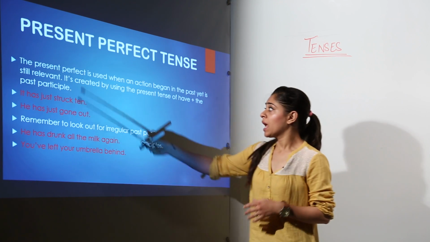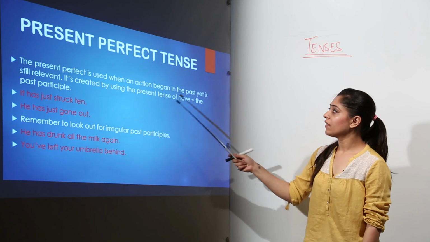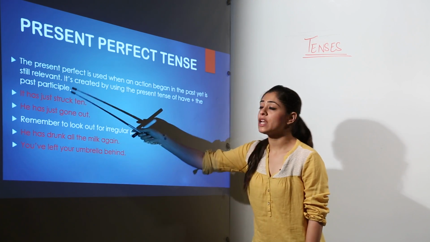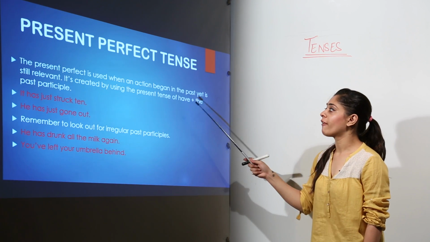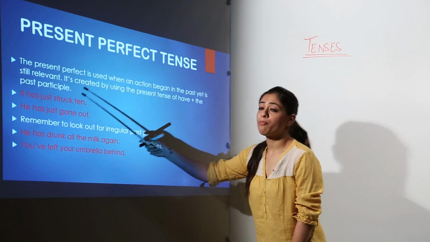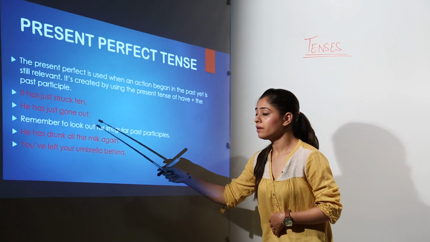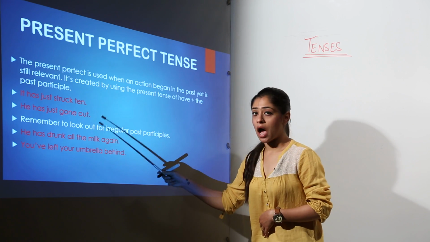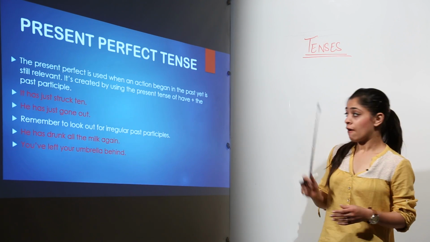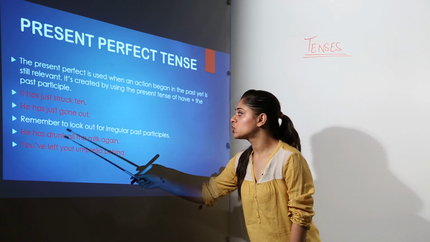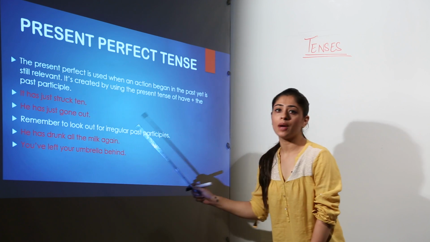Let's understand. The present perfect tense is used when an action began in the past yet is still relevant. It's created by using the present tense of have and the past participle. For example, it has just struck 10, he has just gone out. Now remember to look out for irregular past participles. For example, again, he has drunk all the milk, you have left your umbrella behind.